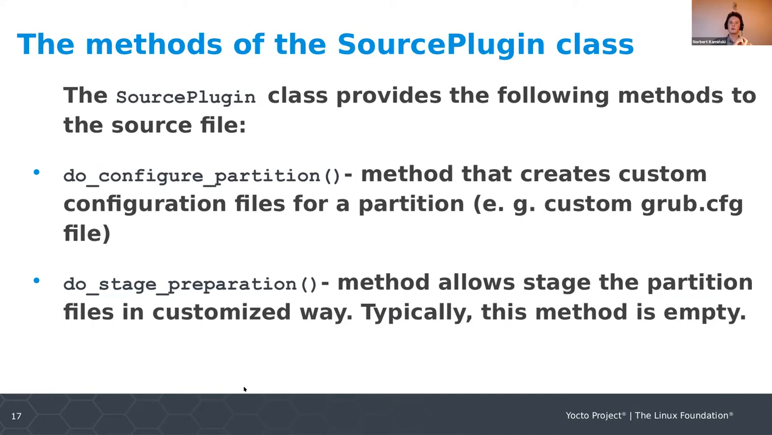Okay, now we are coming to the plugin source class and its methods. Every Wic plugin that you write will have a few standard methods. The first method you will use is do_configure_partition. That method creates the custom configuration files for a partition. It may take the custom configuration files from the build and populate them to the partition. The second method is stage_partition. That method allows you to stage the partition files in a customized way, and typically it's empty. I do not use this method in my Wic plugin.